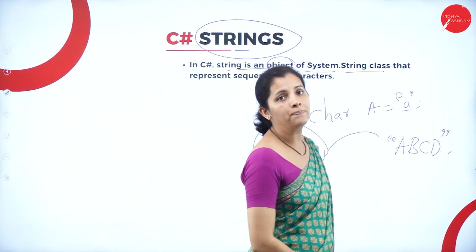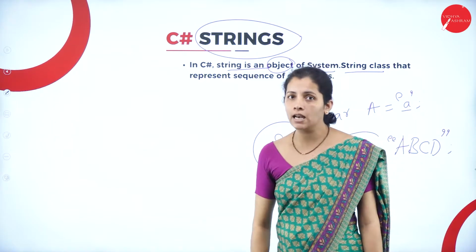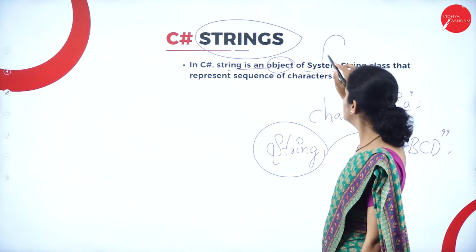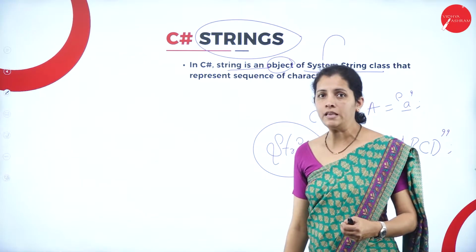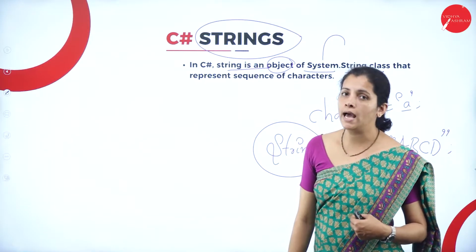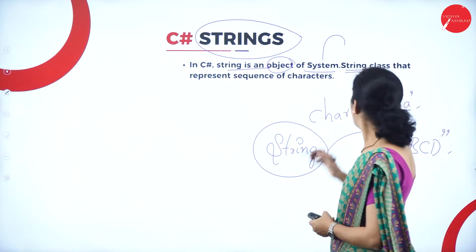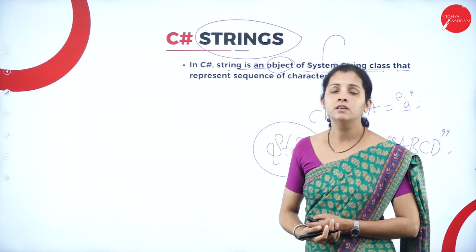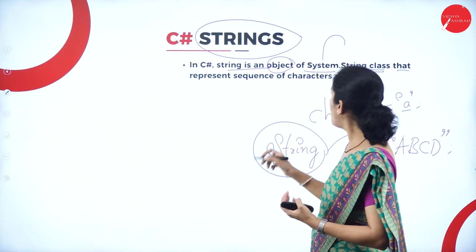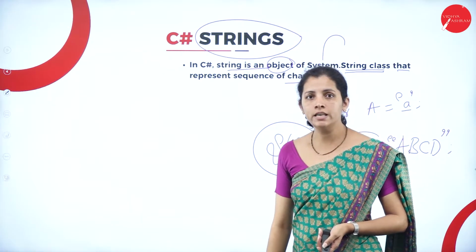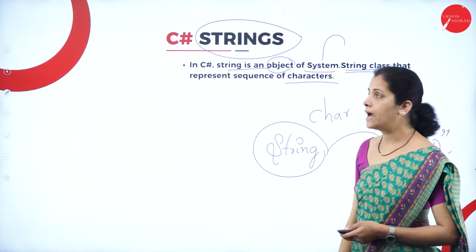So, what is string? It is nothing but an object of the string class, and that string class is present in System. So what is System? Here System is nothing but the namespace that includes properties as well as methods for the particular string class, and that represents a string. So what is string? It's nothing but a sequence or collection or group of characters.